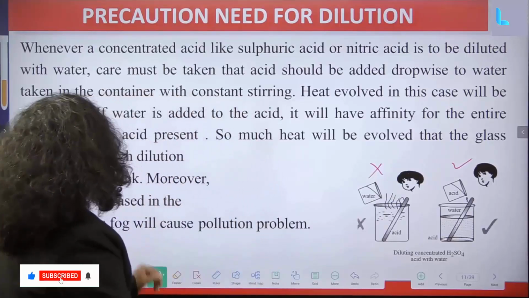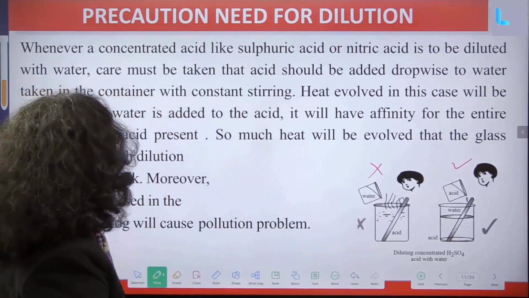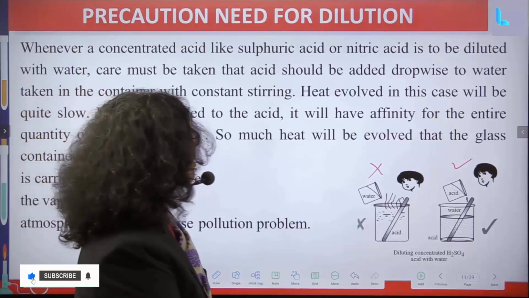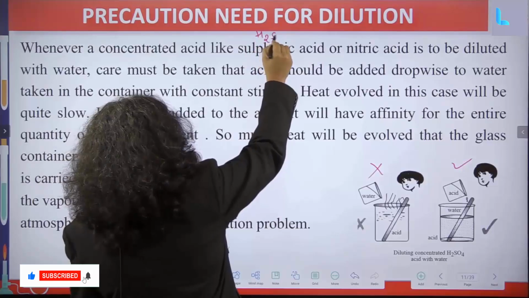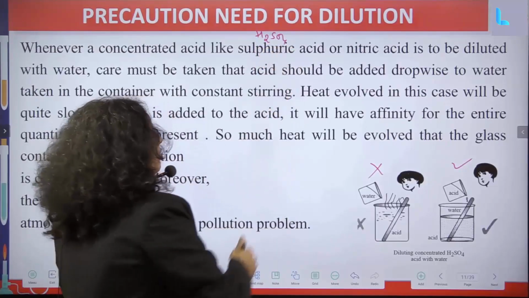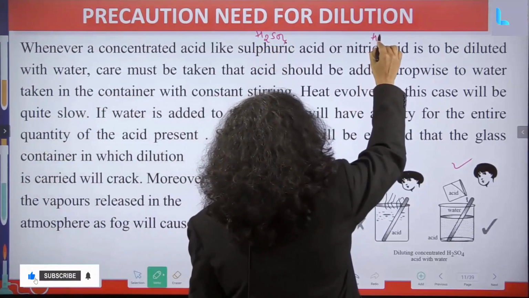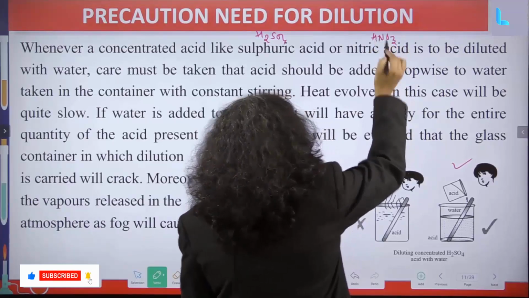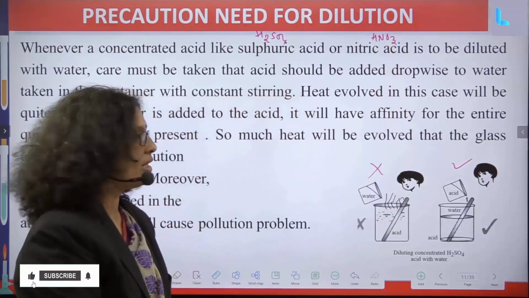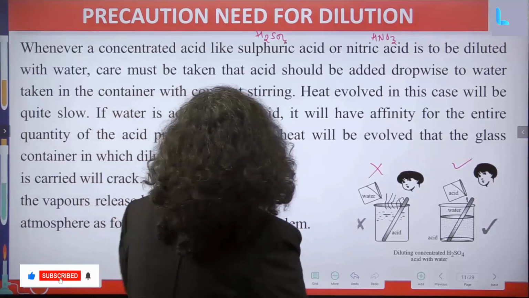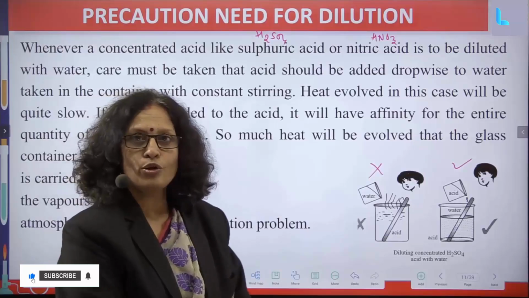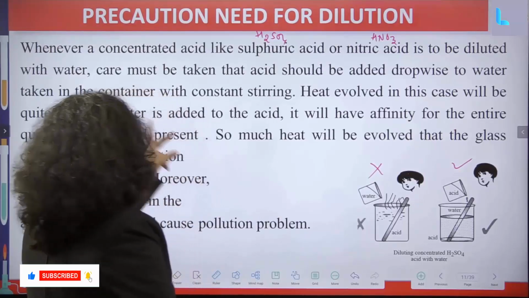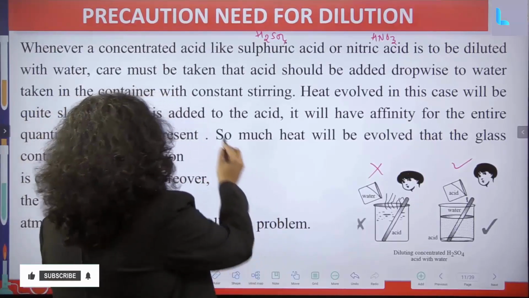Clear? Then whenever a concentrated acid like sulfuric acid or nitric acid is to be diluted, what is the formula? We can simultaneously work on that also. H2SO4 is sulfuric acid, HNO3 is nitric acid. What is hydrochloric acid? HCl is hydrochloric acid. To be diluted with water, the acid must be added dropwise to water taken in a container with constant stirring.